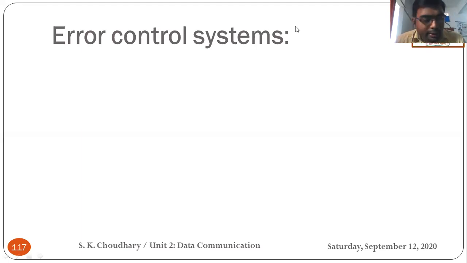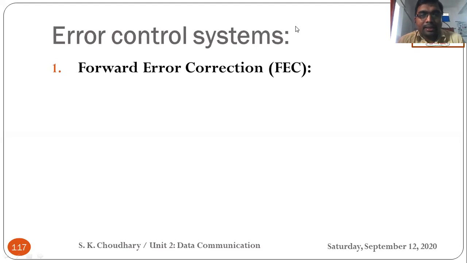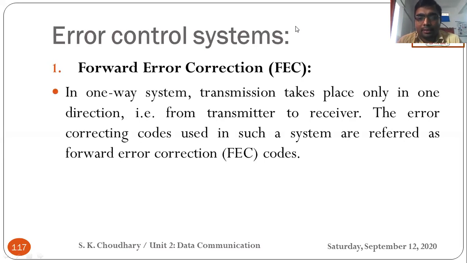There are basically two types of error control techniques or systems available. One is forward error correction and another is automatic repeat request. The first kind is forward error correction. It is basically a one-way system. Here the transmission takes place only in one direction, that is from transmitter to receiver. Error correcting codes used in such a system are referred to as forward error correction codes.